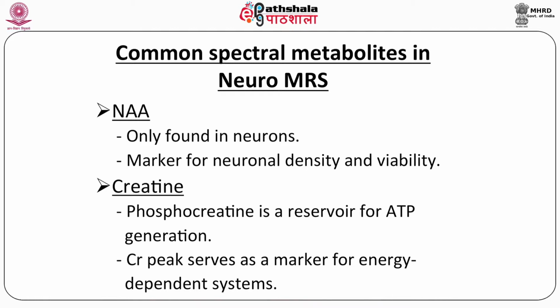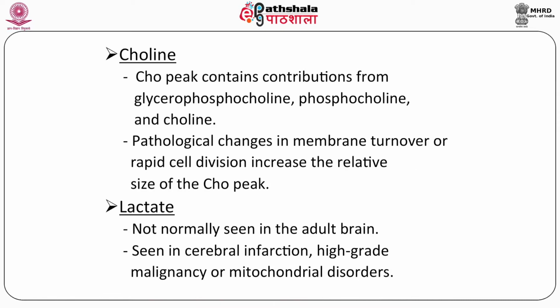NAA is only found in neurons and is a marker for neuronal density and viability. Phosphocreatine acts as a reservoir for the generation of ATP, which means that creatine peaks serve as a marker for energy dependent systems. The choline peak consists of contributions from glycerophosphocholine, phosphocholine and cholines. Pathological changes in the membrane turnover or rapid cell division increase the relative size of the choline peak.